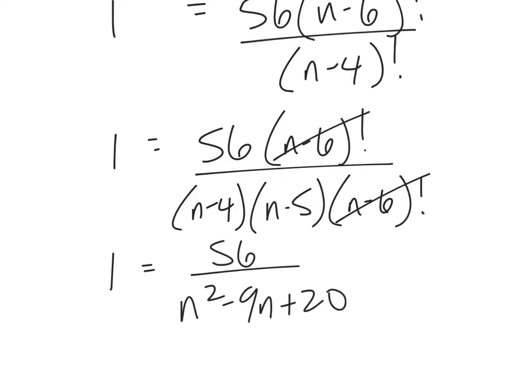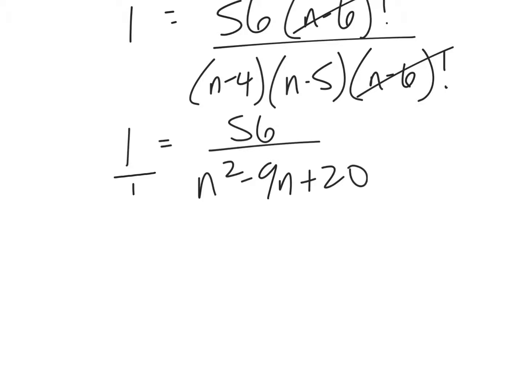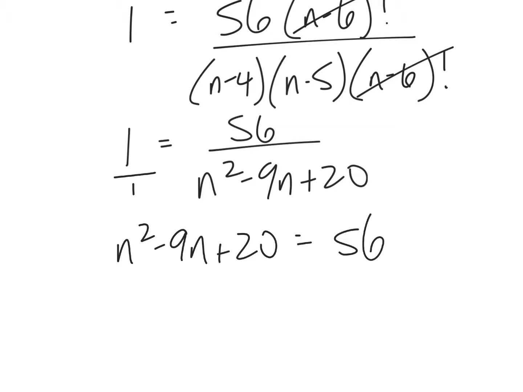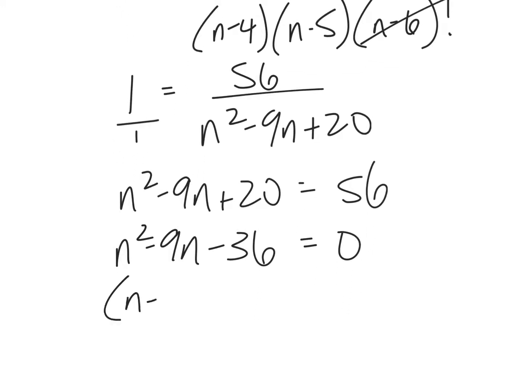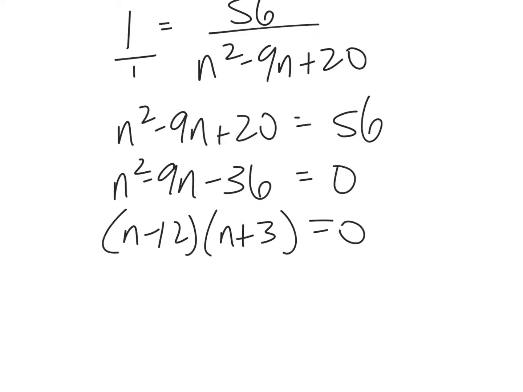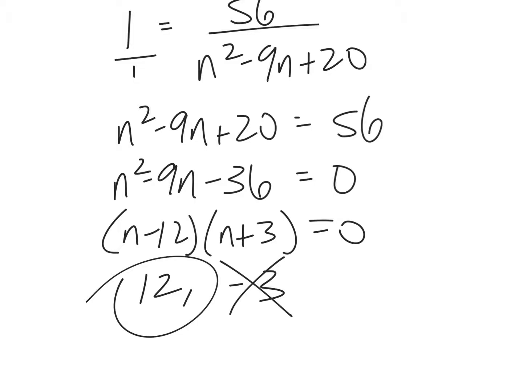Now I can cross multiply. Just put this over 1. So I get n squared minus 9n plus 20 on one side, 56 on the other. That's just after cross multiplying. Bring the 56 over so that you get a 0 on the other side. That gives you negative 36 here. When you factor that, you get n minus 12, n plus 3. You get 2 answers. Remember, you can't permutate negative numbers, so 12 is our answer.